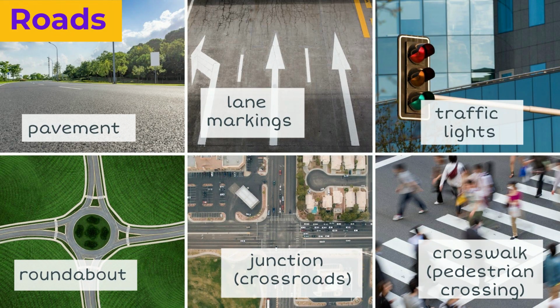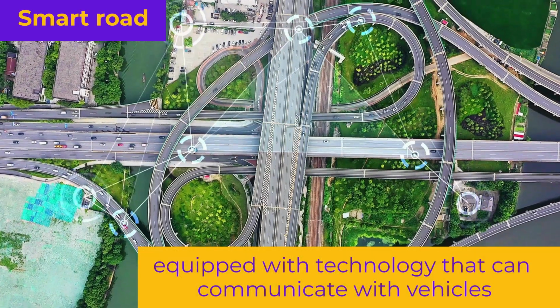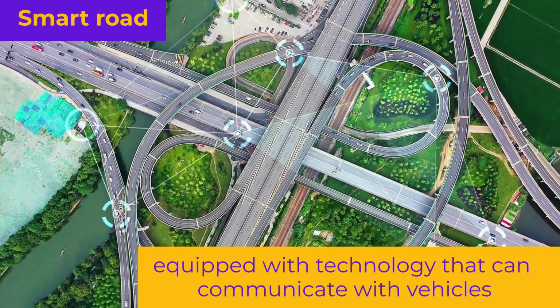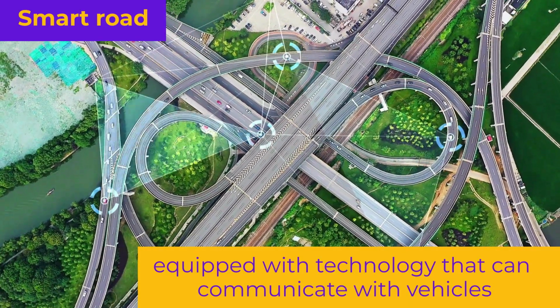When it comes to roads, there are many different parts to consider, such as the pavement, lane markings, traffic lights, a roundabout, a junction or a crossroads. Crosswalk in the USA and pedestrian crossing in the UK. By the way, a junction is when two or more roads join, and a crossroads is where only two roads intersect. A smart road is equipped with technology that can communicate with vehicles, providing information on traffic, weather and road conditions.